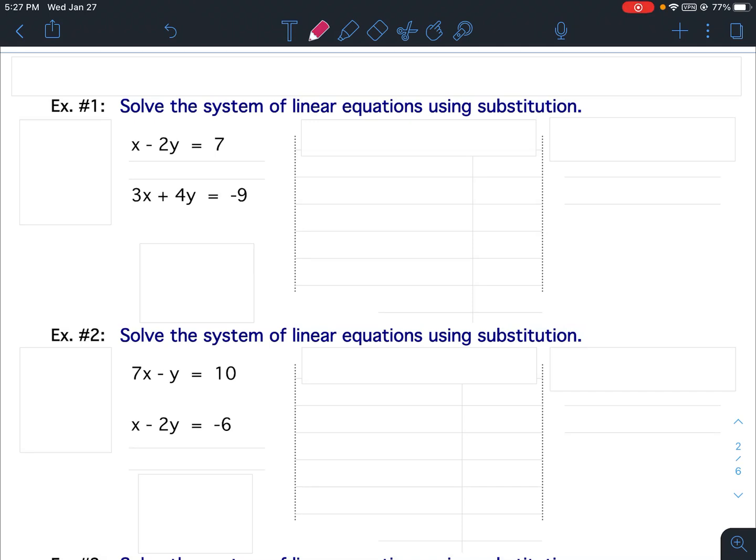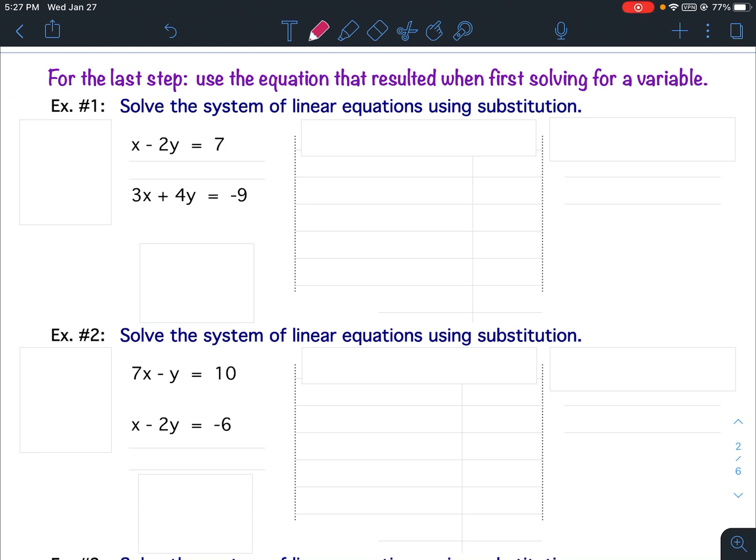Solving systems of linear equations using substitution, lesson 10 notes. Example number 1. Before we complete example number 1, I'd like you to pause your video and write down what I'm about to highlight at the top of the paper here. So right above example 1, write that down. Pause your video and do so.